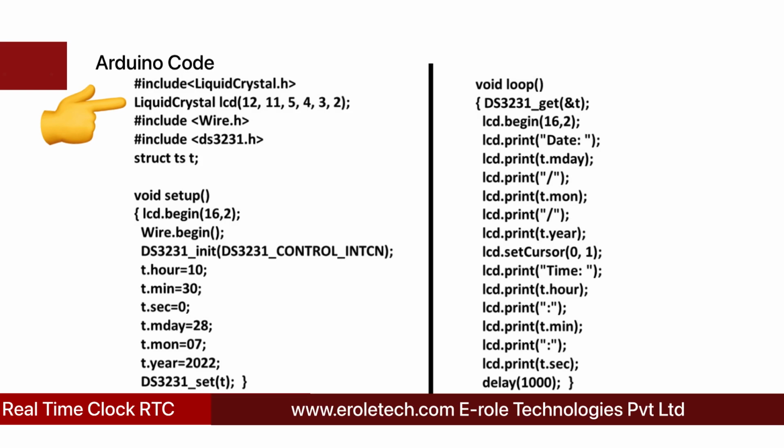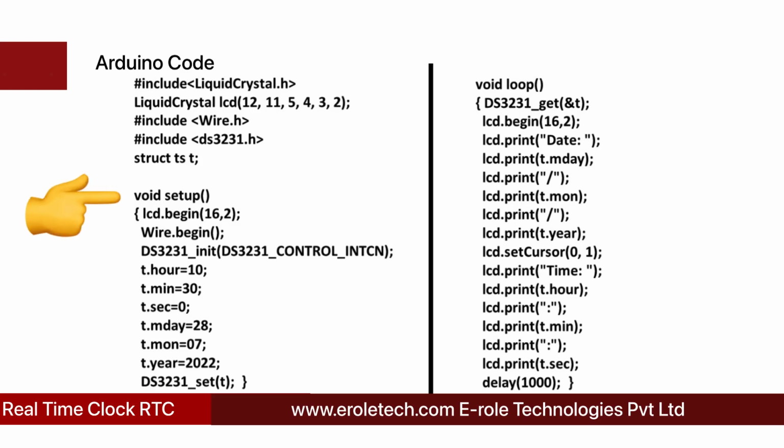To use the I2C pins of Arduino, we will include its library in the program. To include the library, we will write #include Wire.h. To include the library of RTC, we will write #include DS3231.h. T is a structure type variable.